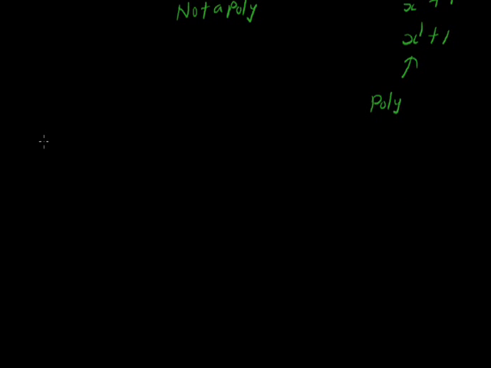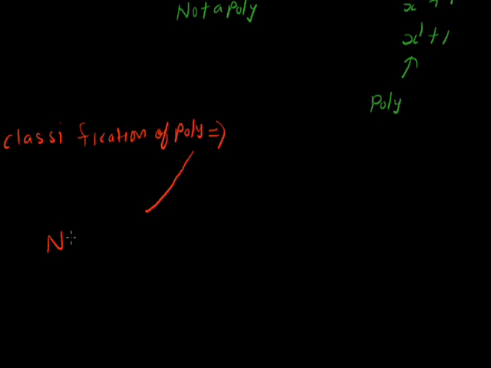After this we come to the classification of the polynomials. How can we classify polynomials? So first of all we write down classification of polynomials. Okay, we can classify polynomials on the basis of two criteria. The first criterion is on the basis of number of terms, and the second one is on the basis of degree.